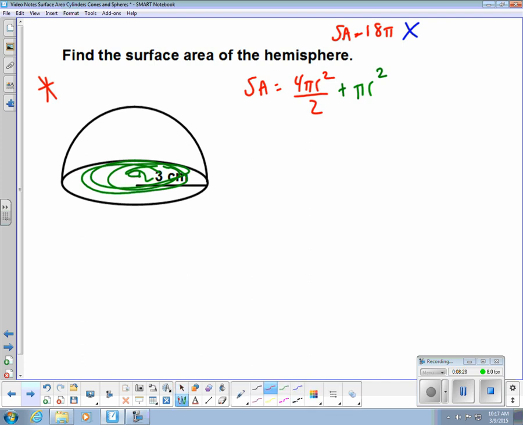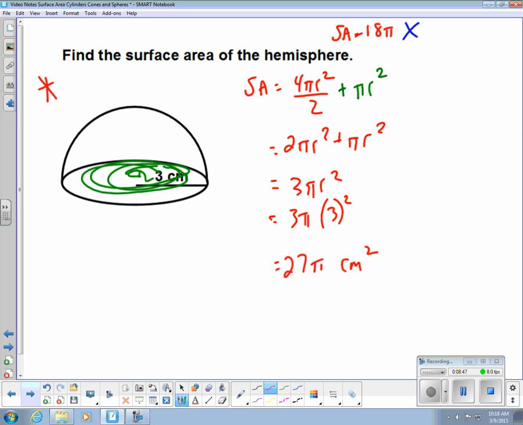And so when I'm done with this one, I get 2 pi r squared plus pi r squared. The radiuses are the same. So really, this is 3 pi r squared. So 3 pi, my radius is 3, so squared, that's 9 times 3. So my final answer here is 27 pi. And of course, centimeters squared.